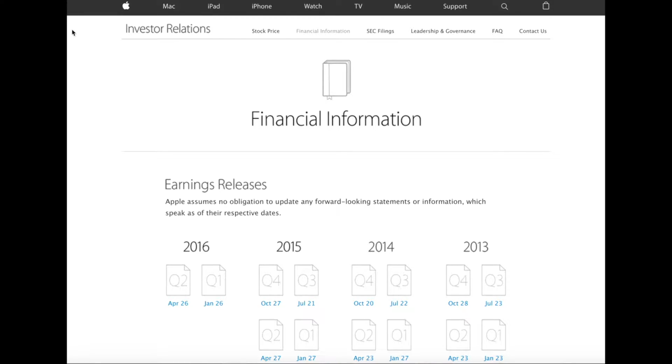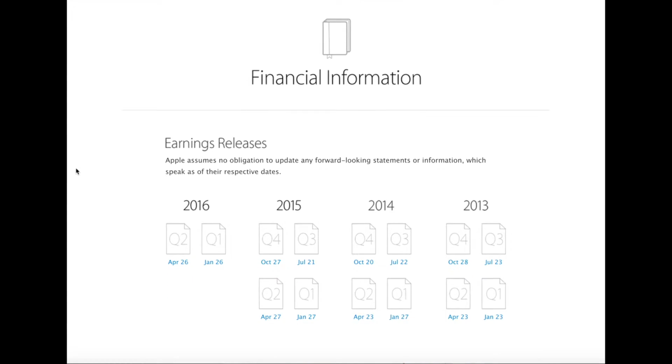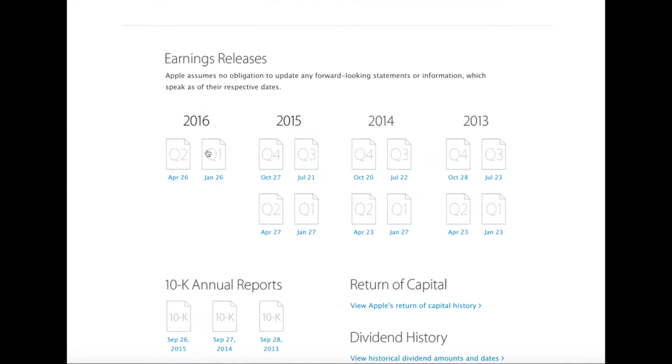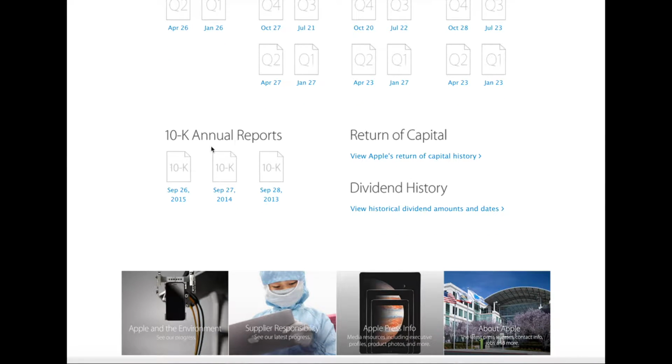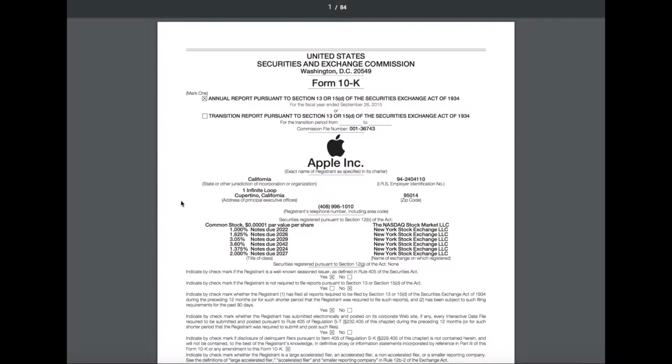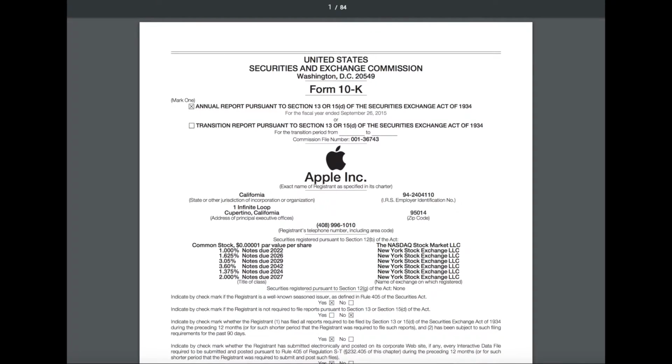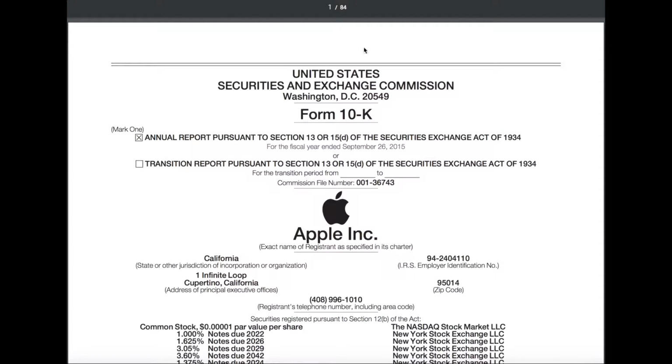So let's look at a real-world example. Apple is a company that many people are familiar with, and it's currently the largest company by market cap. Here I am on Apple's investor relations page, and here you can find all the financial reports. There's the quarterly reports here. And if you scroll down to the 10Ks, these are the annual reports. So let's look at 2015's finances. Let me zoom in here and navigate to the balance sheet.